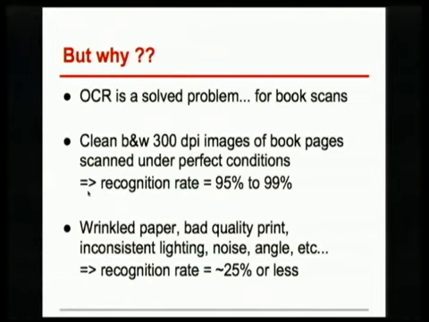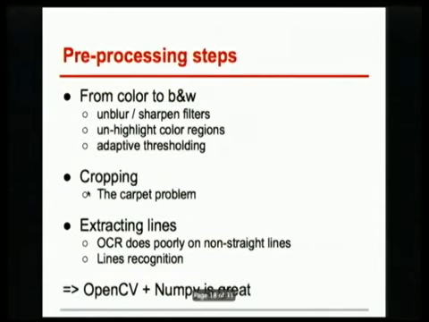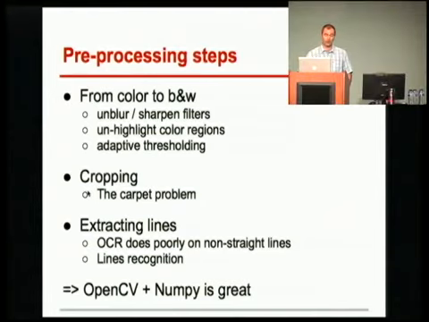But if you start giving OCR a weird document, where lines are wrinkled, there's noise, it might be a bit blurry, the picture got taken at a weird angle, then it gets really confused. You see the recognition rate dropping to 25% or less. So that's why it's really important to do a good job at pre-processing. These are the pre-processing steps we take. It's all in Python. We use OpenCV and NumPy to do all these steps.